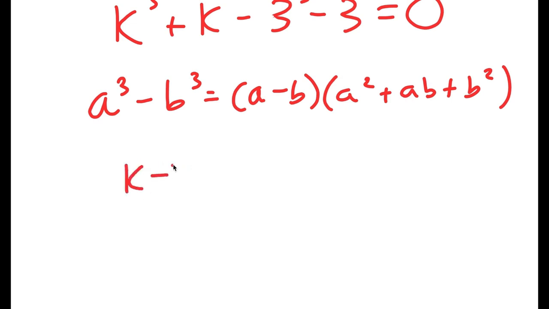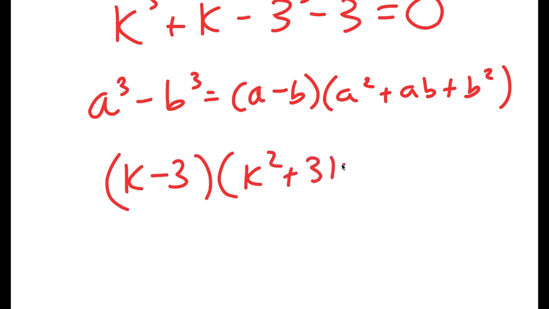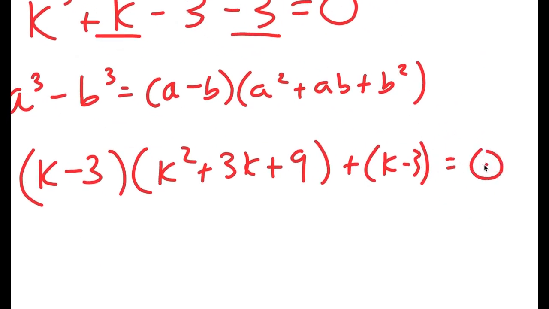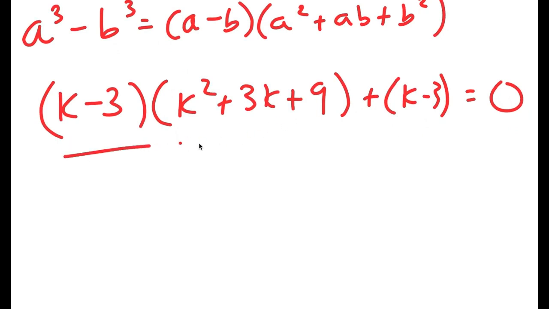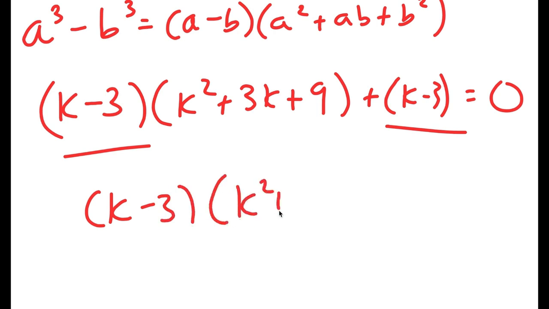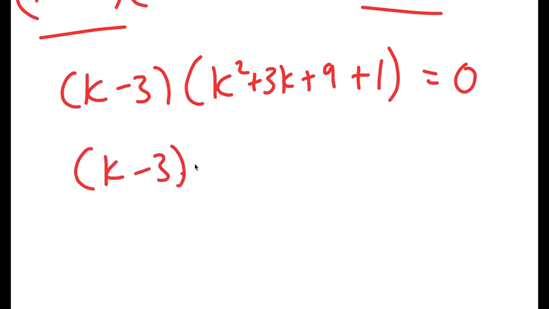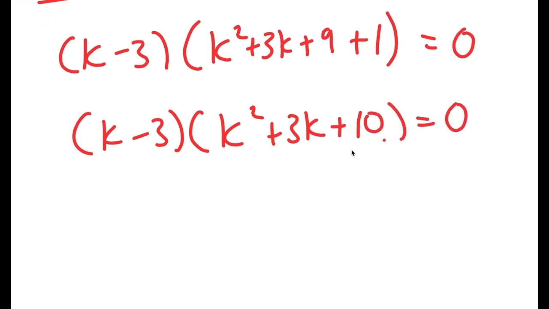So this is equal to k minus 3 times k squared plus 3k plus 3 squared, which is 9. And we can't forget our plus k minus 3 at the end, which is this part right here. And this is equal to 0. Now, because both of these terms have k minus 3 in them, I can factor out k minus 3. So I get k minus 3 times k squared plus 3k plus 9 plus 1, because k minus 3 divided by k minus 3 is 1, is equal to 0. So this turns into k minus 3 times k squared plus 3k plus 10 is equal to 0.